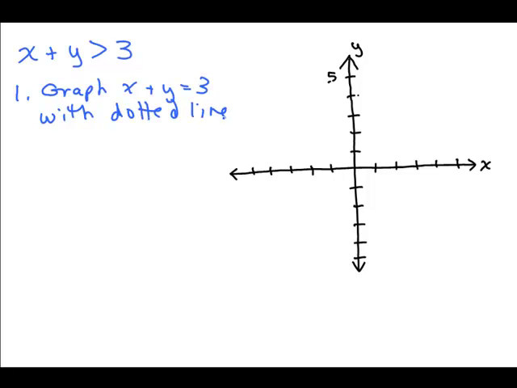since x plus y equals 3 is not part of the solution.